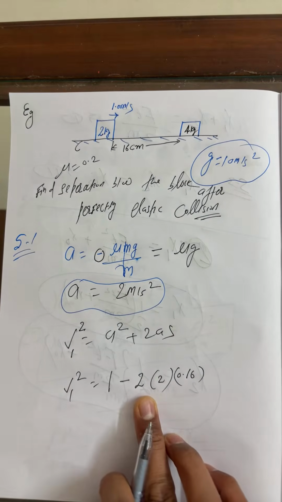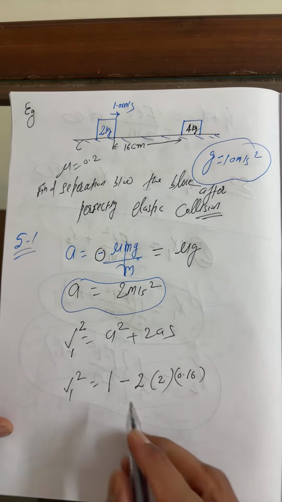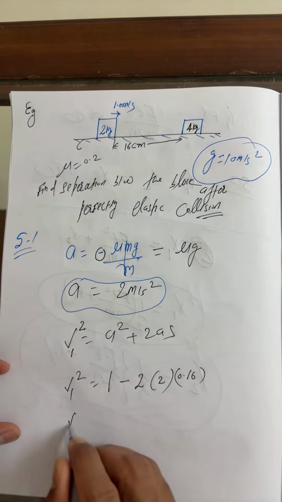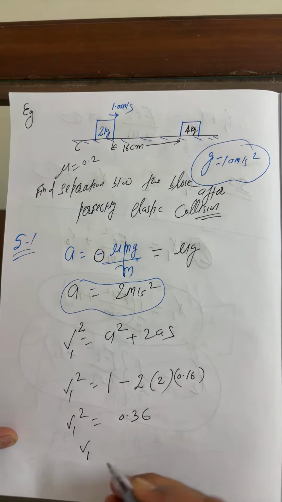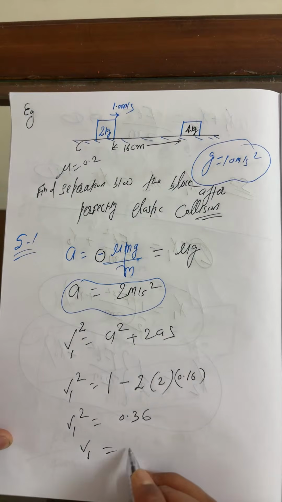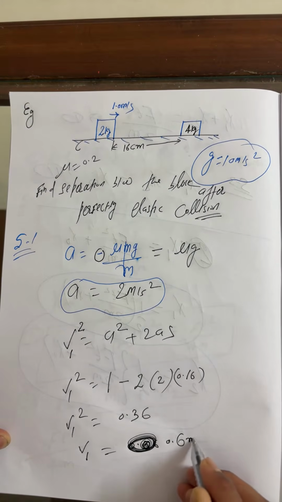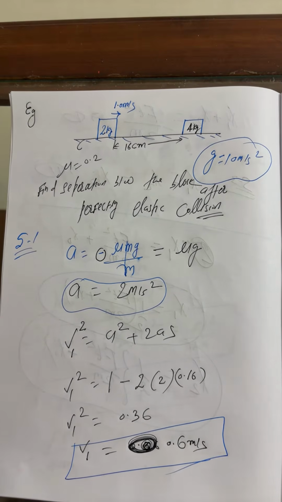So 2 into 2 into 0.16 is 0.64. So 1 minus 0.64 is 0.36. You can say v1 square is 0.36. So what is the velocity of this block after collision? It is 0.6 meter per second.